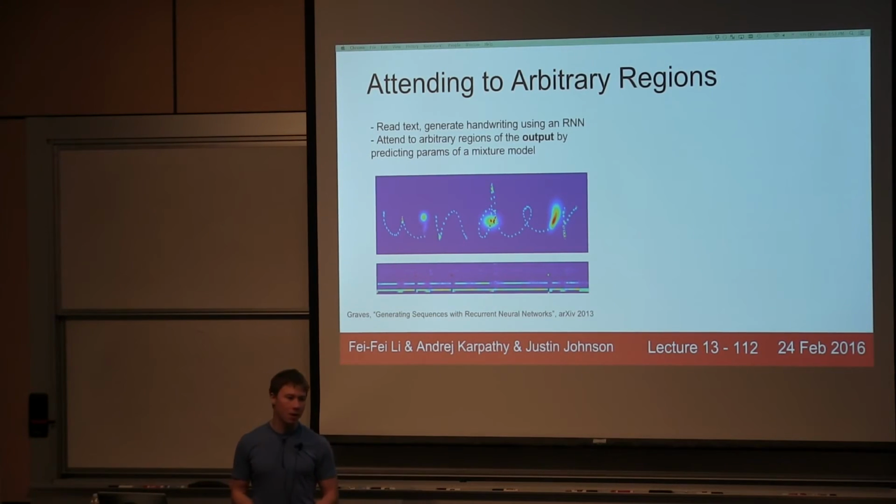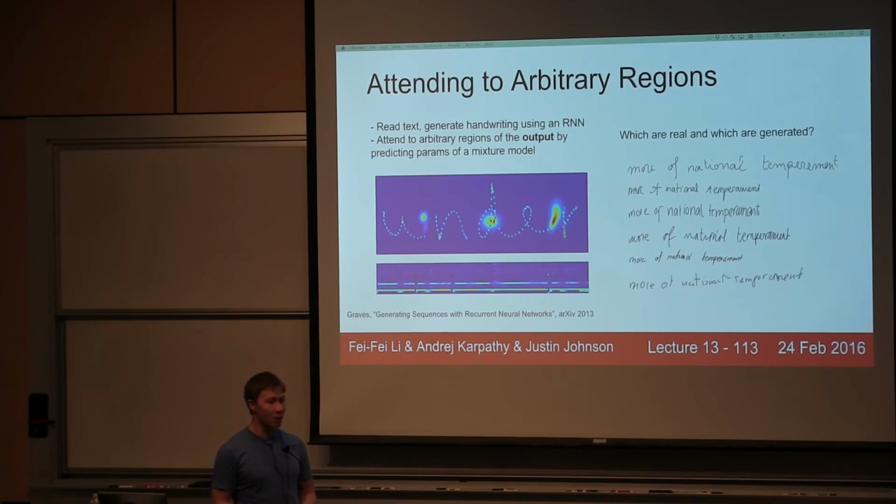2013. So here he wanted to read as input a natural language sentence and then generate as output actually an image that would be handwriting, like writing out that sentence in handwriting. And the way that this actually has attention over this output image is kind of cool, where now he's actually predicting the parameters of some Gaussian mixture model over the output image, and then uses that to actually attend to arbitrary parts of the output image. And this actually works really, really well.